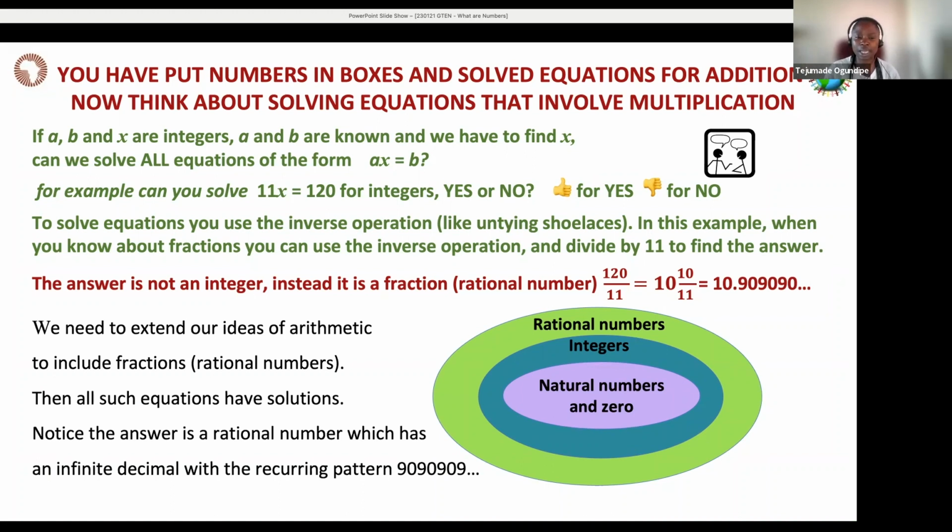So we need to extend our ideas of arithmetic to include fractions, which is rational numbers, the next layer that we have added. Then all such questions have solutions. So when you see questions like 120 divided by 11, then it has a solution. And notice the answer is a rational number, which has an infinite decimal with a recurring pattern. Just like I mentioned, it is 10.909090, and that's how it continues. So it has a recurring pattern.